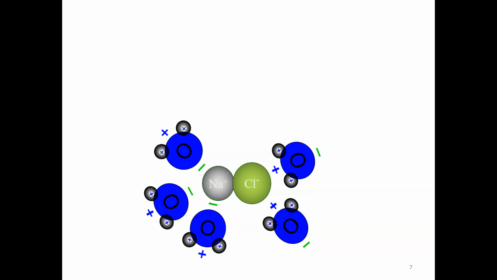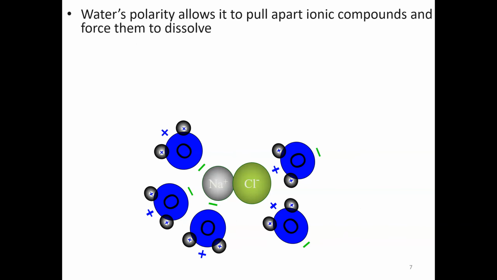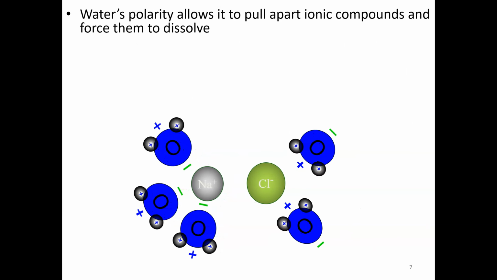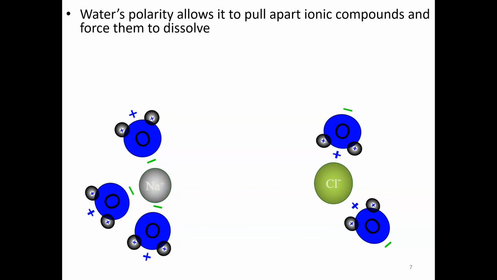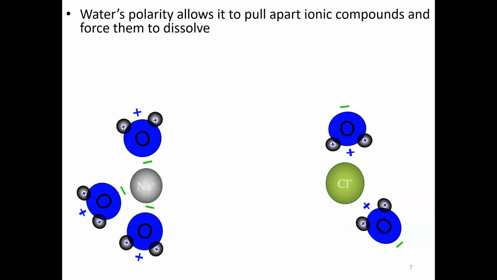You can see here what's going on. So this is just two ions instead of a crystal. Watch what happens. They'll pull them apart. And that's how you have dissolving occur.